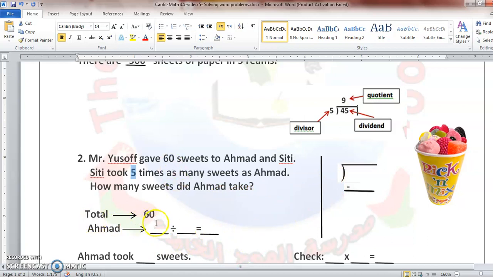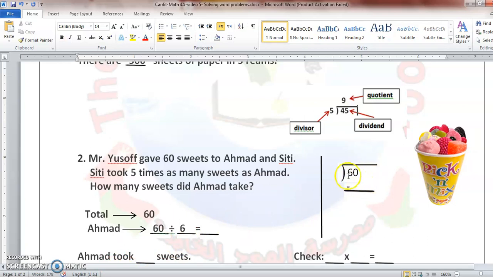Total, we know it's 60, right? The total number of sweets. And we are going to divide by how many parts. The total parts is 5 parts for Siti and 1 part for Ahmed. So 5 plus 1, the answer is 6. Okay? So 60 divided by 6 equals, so let's rewrite it here, 60.